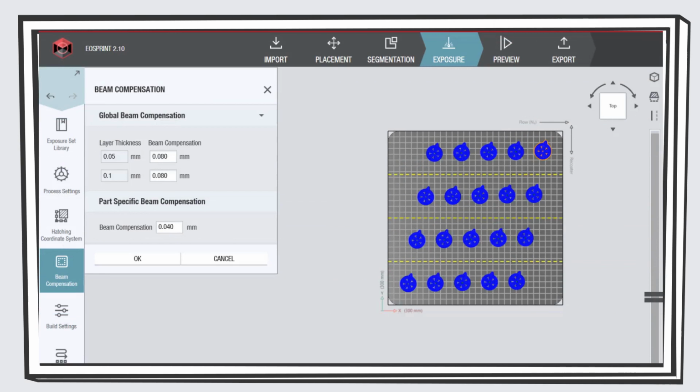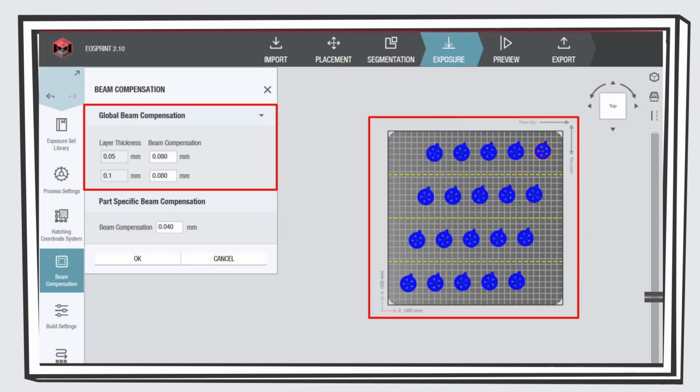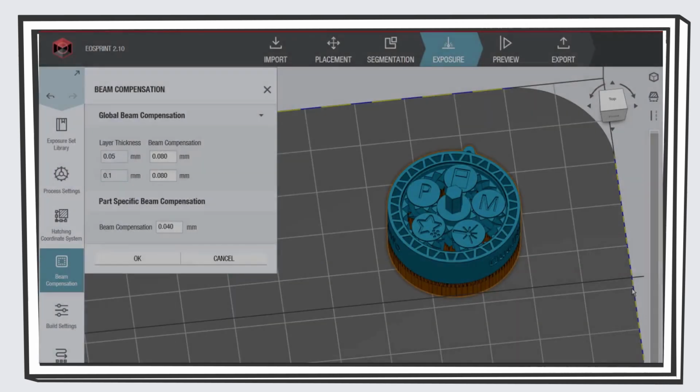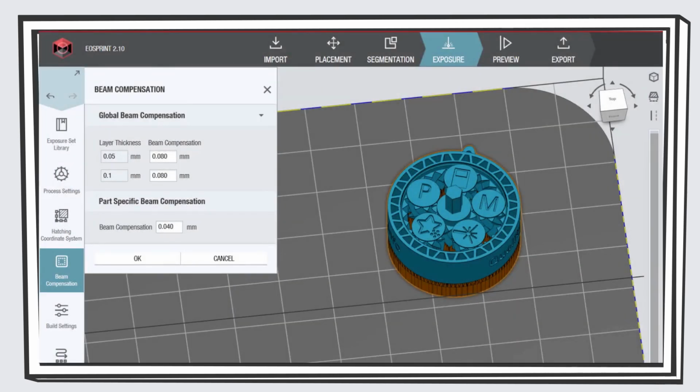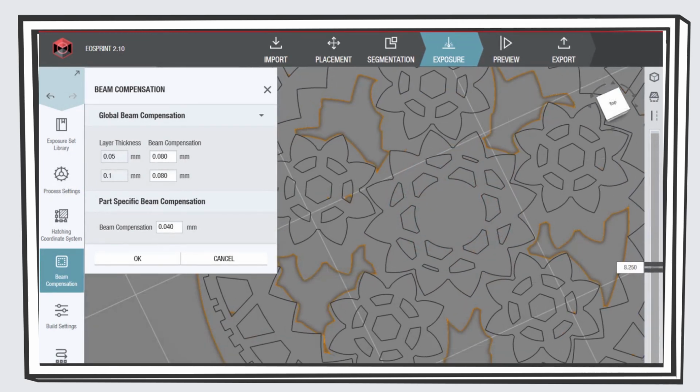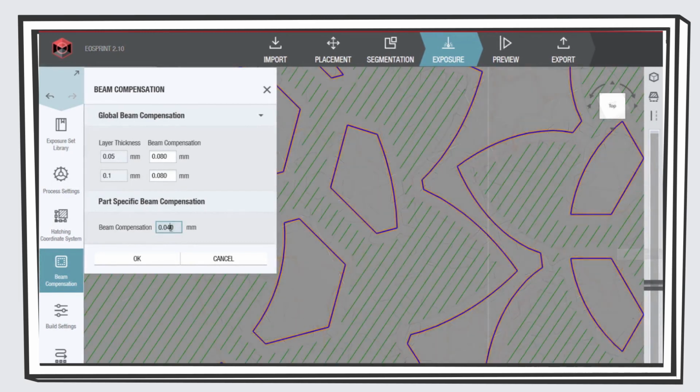Talking about the beam offset, or beam compensation as it is called in eSprint, there is a global and a part-specific beam compensation. The global beam compensation is applied to the whole job, while the part-specific beam compensation is applied to a specific part. In this example of planet gears, it means that gears with a bigger compensation will be more smooth running than gears with a smaller beam compensation.